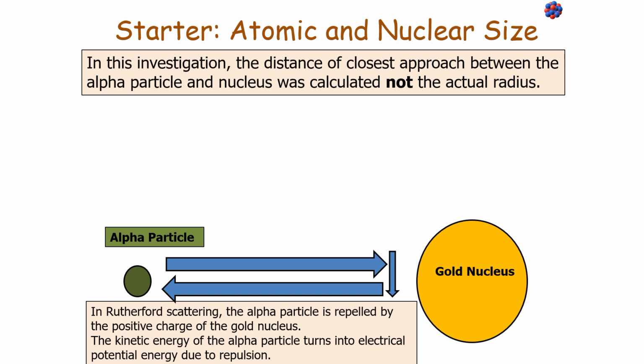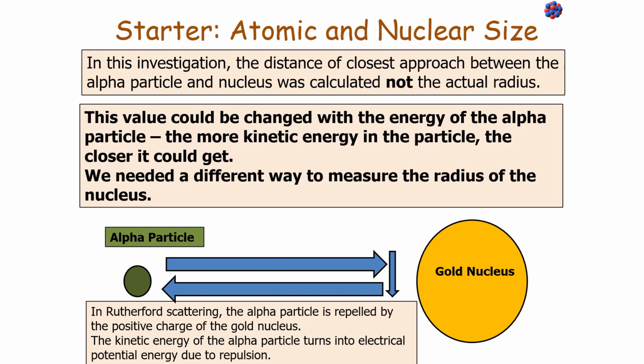So the kinetic energy of the alpha particle turns into electrical potential energy due to the repulsive force between the two charged objects. Now, this tells us that this value that we've calculated is not the nuclear radius, but in fact the distance of closest approach between the alpha particle and the nucleus. So this value could be changed with the energy of the alpha particle. So the more kinetic energy in the alpha particle, the closer it could get. So this tells us we're not actually measuring an accurate value for the nuclear radius.